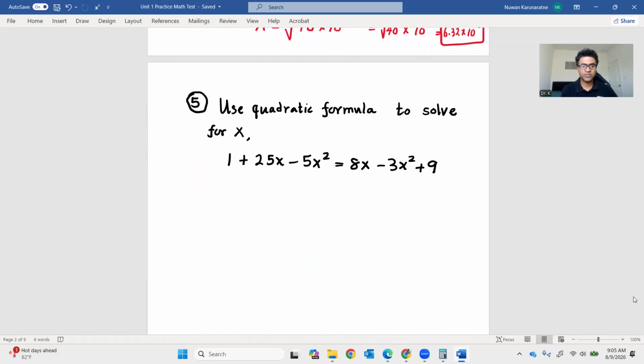So just for your information, if you have a quadratic equation like ax squared plus bx plus c equals 0, then the solutions or the roots of this equation can be given by something called the quadratic formula: x equals minus b plus or minus the square root of b squared minus 4ac, divided by 2 times a. So that's the quadratic formula.